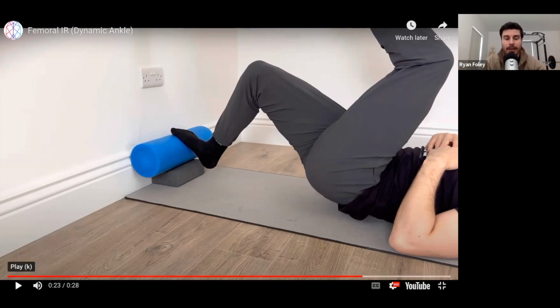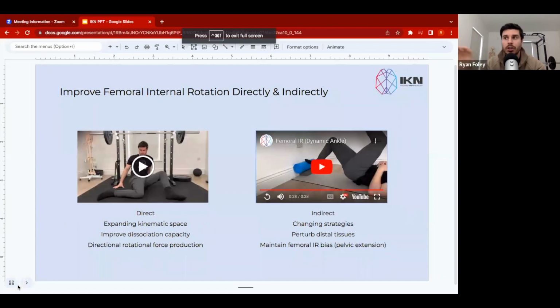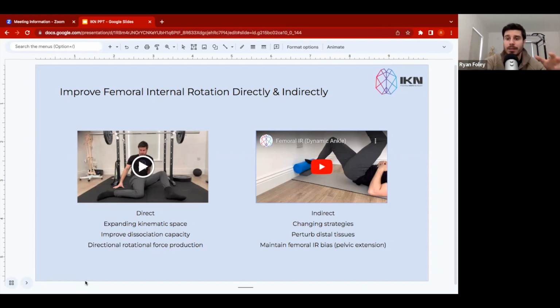So again, we can't underestimate the importance of understanding how a change or a shift in attentional focus will challenge a certain capacity that the client's using. So hopefully you can see the difference between those two strategies. One's directly challenging the internal rotation capacity. The other is biasing the femur towards internal rotation and then challenging a distal segment dynamically and seeing, can we maintain that internal rotation? And this kinematic concept has massive, at least for us, implications across the entire movement system.